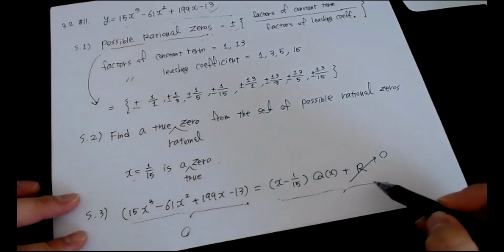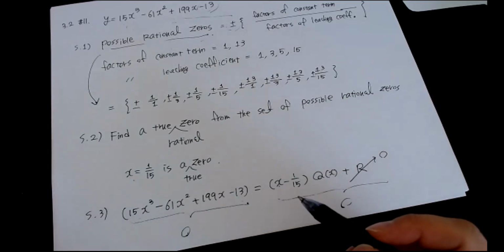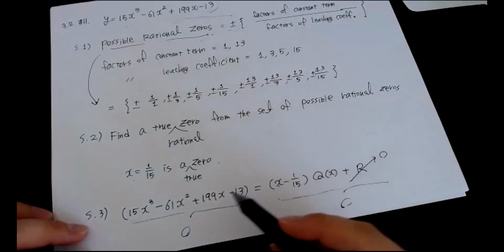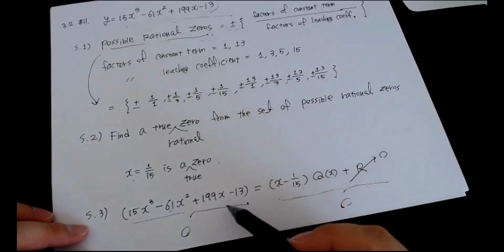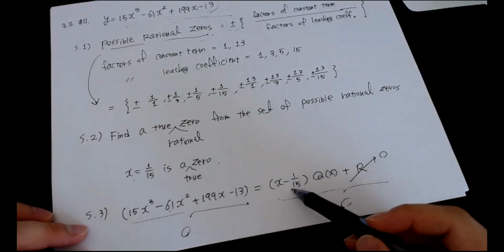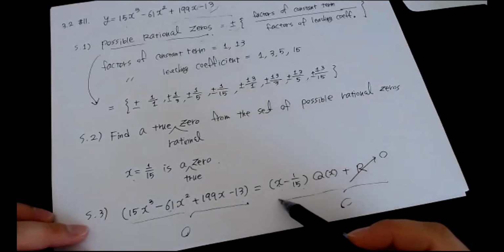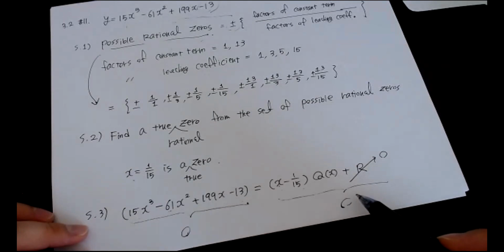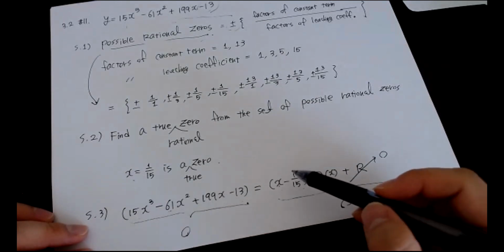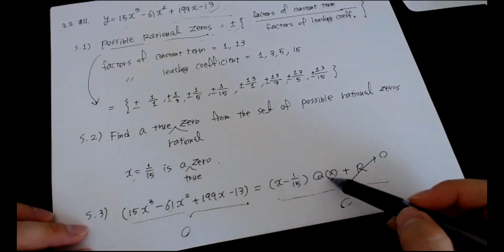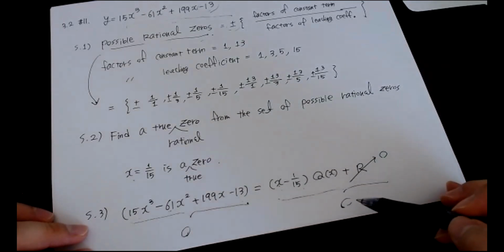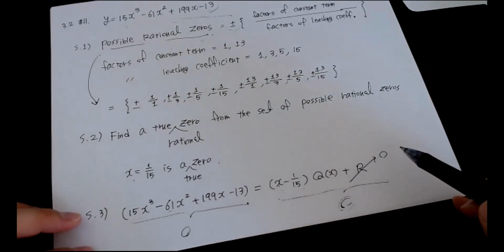The right-hand side must turn out to be 0, even though we divide by x minus 1/15, so that we express this as divisor, quotient and remainder. The output must be 0, and when x is 1/15, x minus 1/15 is 0, times whatever is 0. So the remainder must be 0 to get 0 as output. Okay? So the remainder is 0.